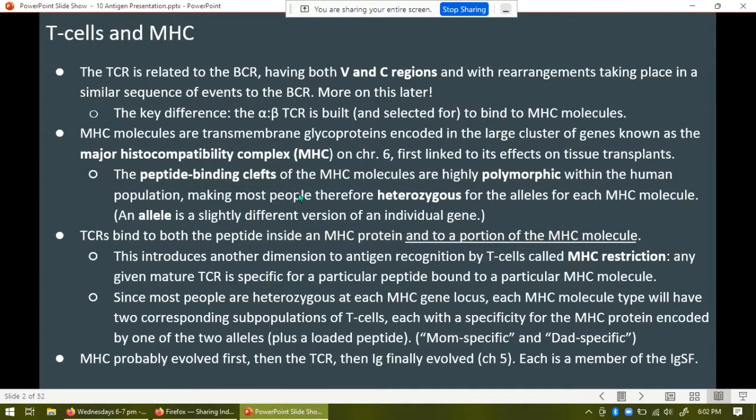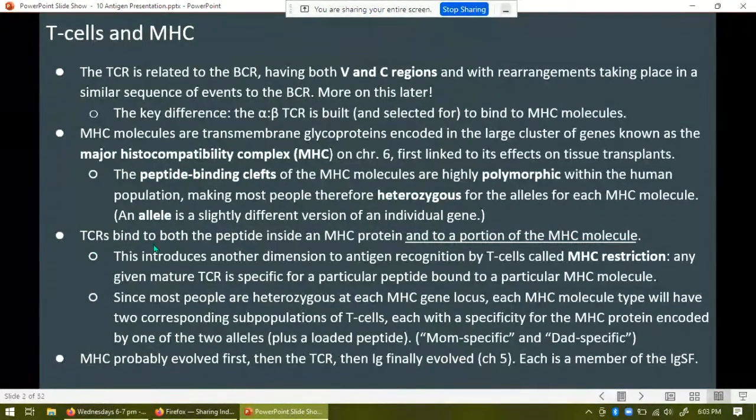So the peptide binding clefts of the MHC molecules are extremely polymorphic within the human population. So there are thousands and thousands of different variants of each MHC gene, MHC1 and MHC2, and there's 3 of each of those. So most people are heterozygous for the alleles at each MHC locus for each MHC molecule. So they actually have 12 total unique MHC molecules on their cells. Now remember that an allele is a slightly different version of an individual gene. It's still the same gene, it's just got a couple of mutations that are different.